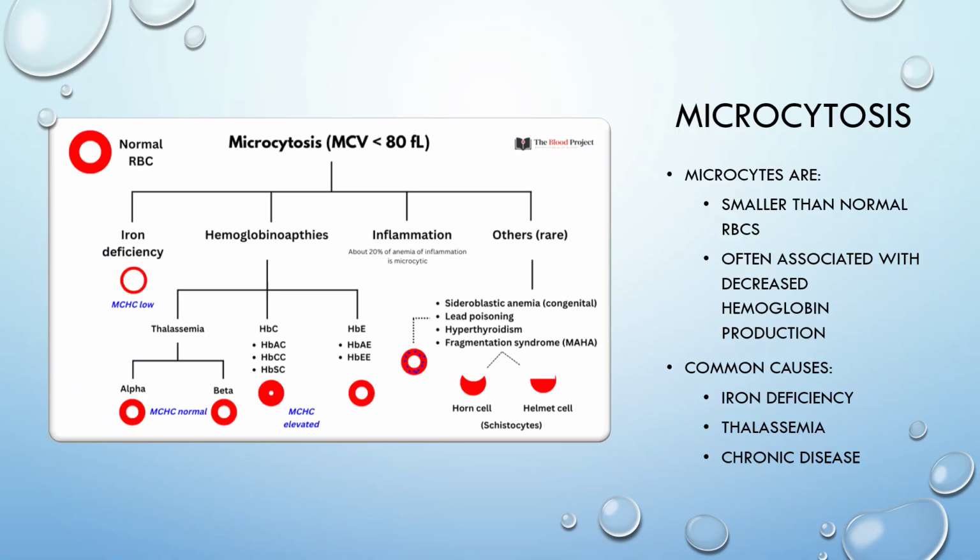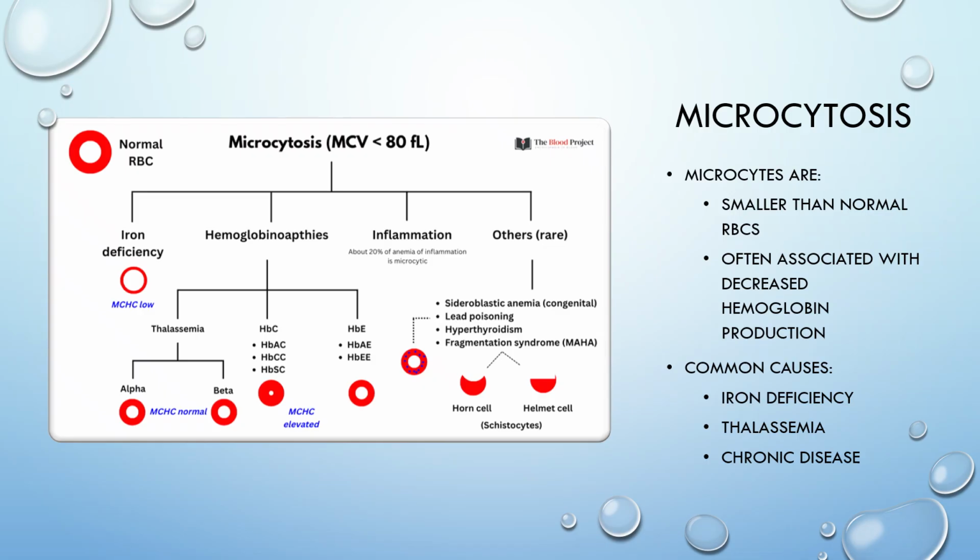Let's start with the first category of abnormal red blood cell size, microcytosis. Microcytosis refers to red blood cells that are smaller than normal, and as we just discussed, this corresponds to an MCV below 80 femtoliters. In most cases, microcytosis develops when erythrocytes are unable to accumulate adequate hemoglobin during development in the bone marrow.